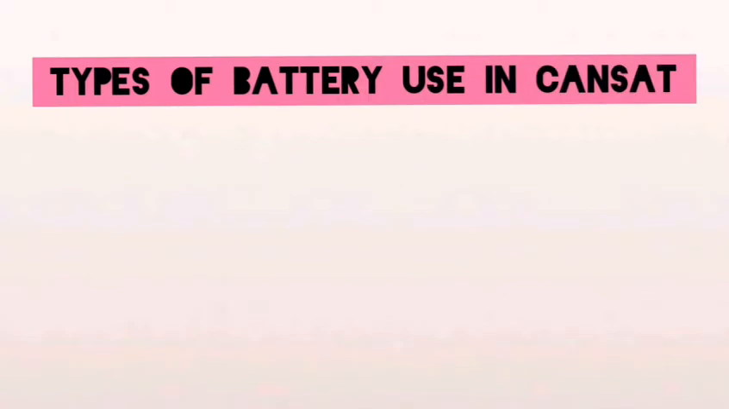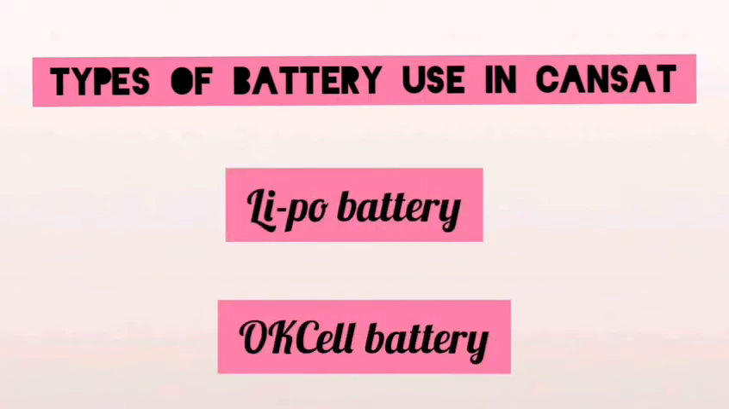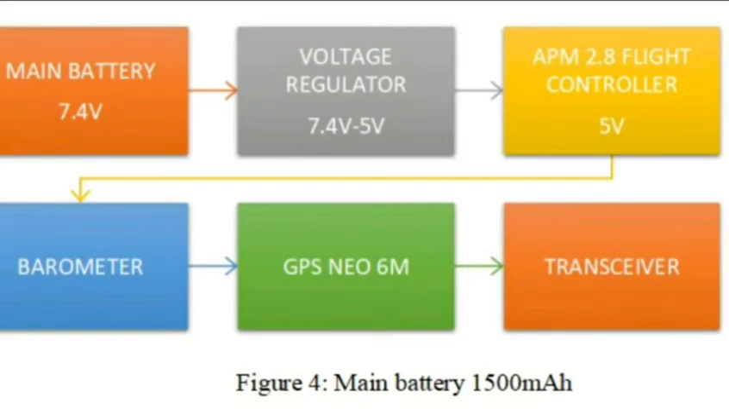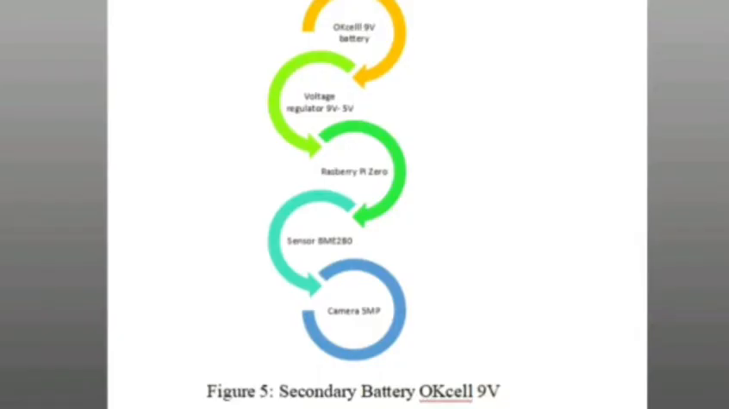Those microcontrollers need input from these types of sensors: barometer, camera, GPS module, and pressure and temperature sensor, in order to gain all the information that we need to complete our task. Next is the power supply that we use in our system. We are using two types: one is a 1500 milliamp hour lithium polymer battery, and one is an 800 milliamp hour lithium polymer battery.